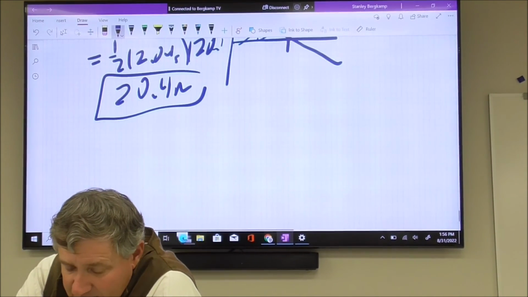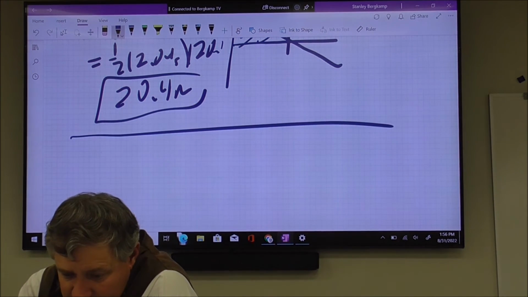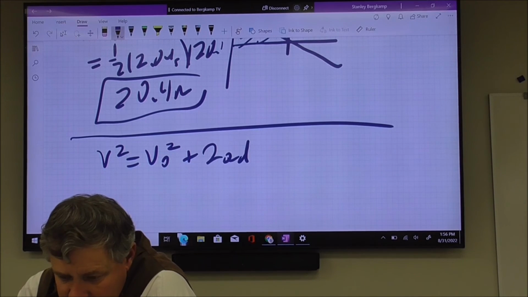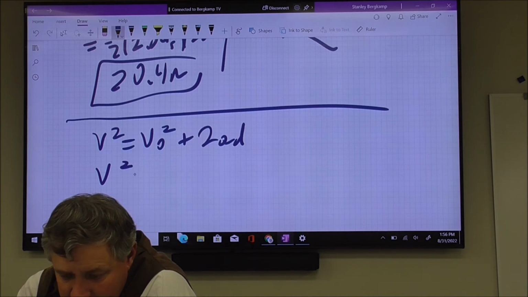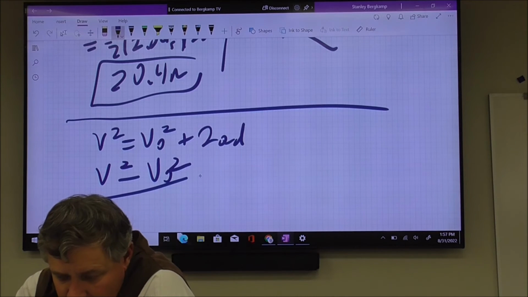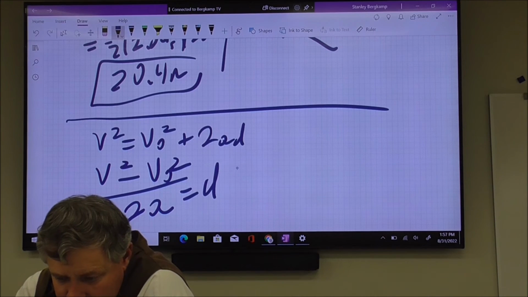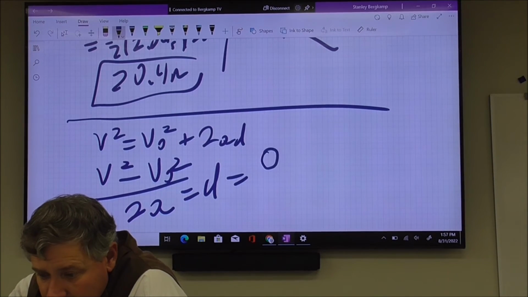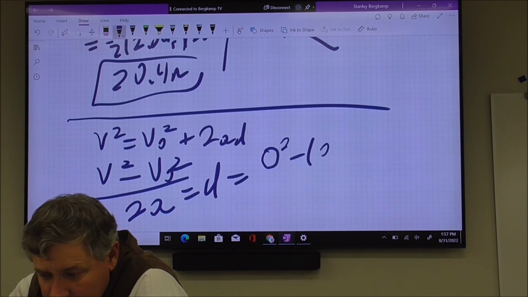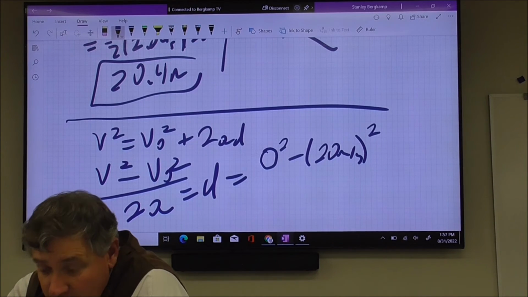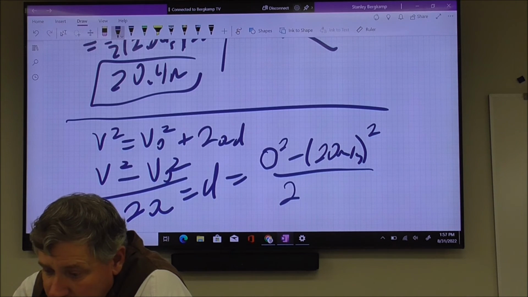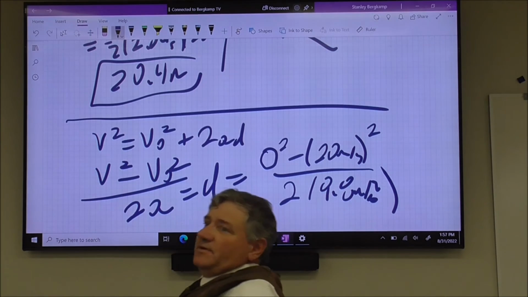So the other way to find the maximum height is to use that equation of v squared equals v naught squared plus 2ad. So I got v squared minus v naught squared over 2a. Now, what's my final velocity? 0. So I have 0 squared minus 20 meters per second squared. Do not forget to square that, okay? Now, I'm going to do this wrong. I'm just going to put 9.8 meters per second squared underneath it.